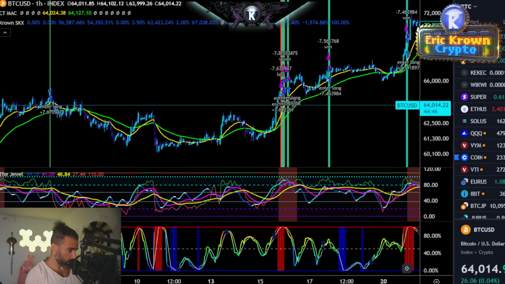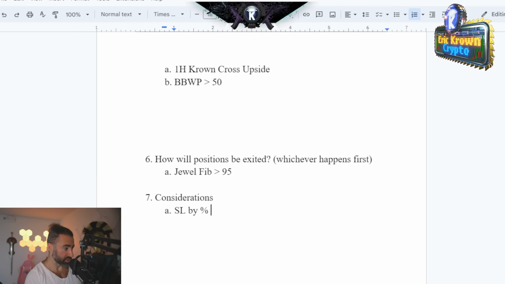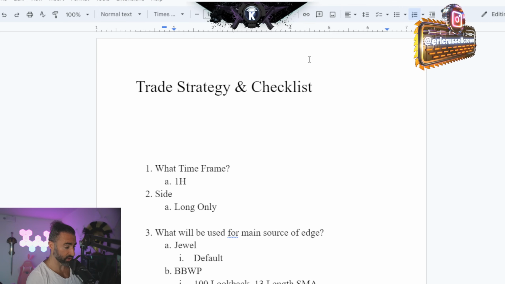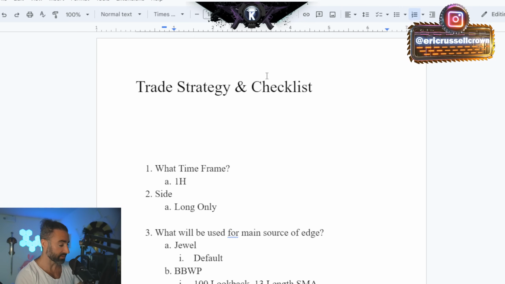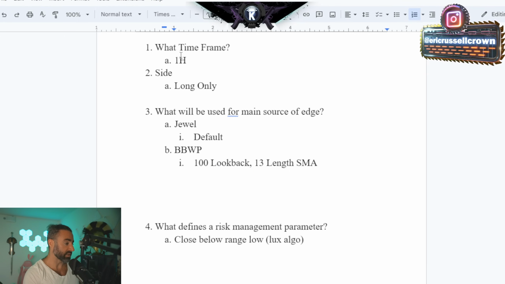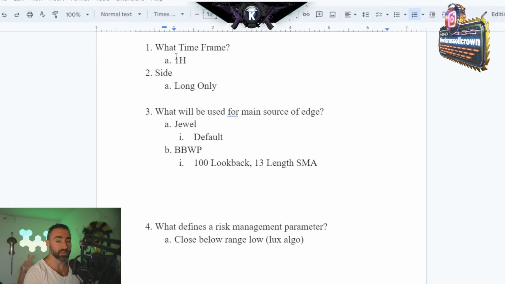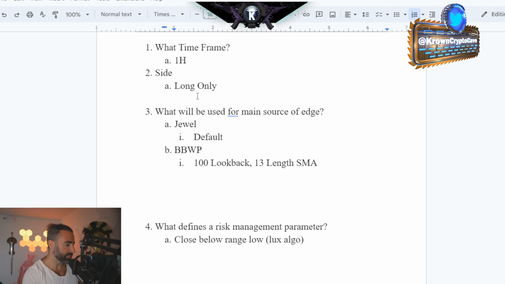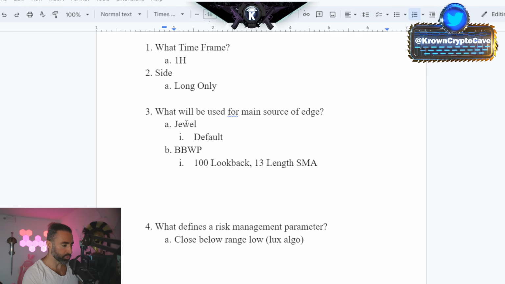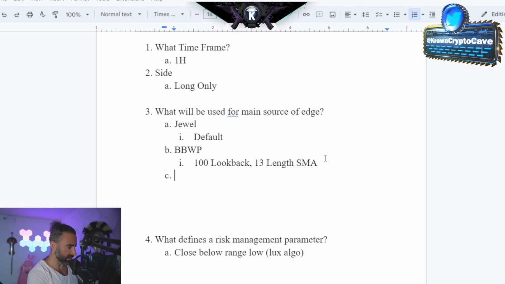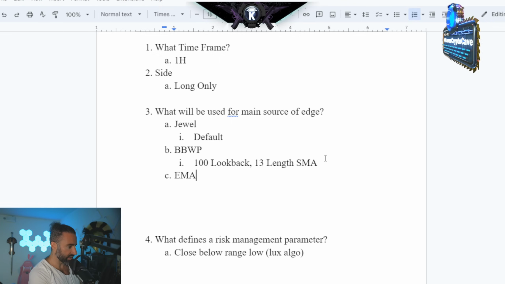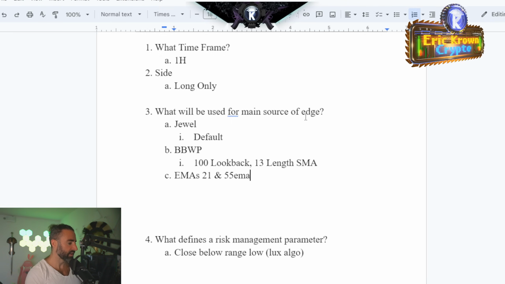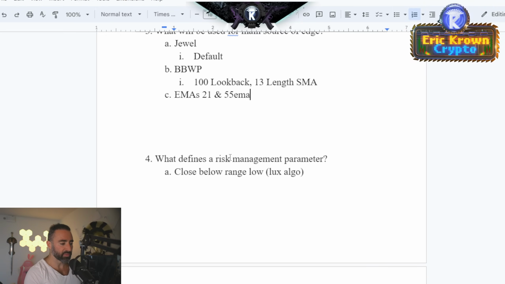So with that said, I'm going to go through the trade strategy checklist here, and we'll just run this one down. I expect this is going to be a very short video. It's hilariously simple. What time frame are we going to be using? We're going to be using the hourly time frame. We're going to be trading long only on this particular strategy, and the main sources of edge: Jewel, BBWP, and now that I recognize it, we need our EMAs. We need the 21 and 55 EMAs. There we go. What's going to define a risk management parameter?